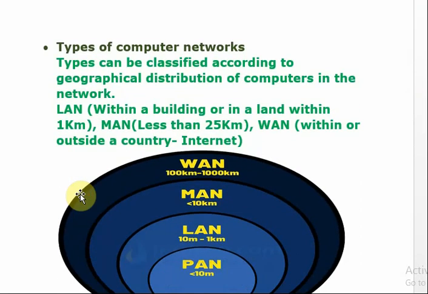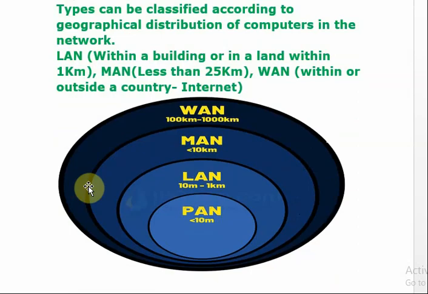Then types of computer networks. Types can be classified according to the geographical distribution of computers in the network, right? Now this is the basic idea, depending on the distance. LAN: within a building or within 1 kilometer. If we implement a network within 1 kilometer, we call it a LAN. MAN: the limitation is like 20 to 25 kilometers. Within that distance, if LANs are connected, that means above 1 kilometer and below 25 kilometers, those are known as metropolitan area networks.